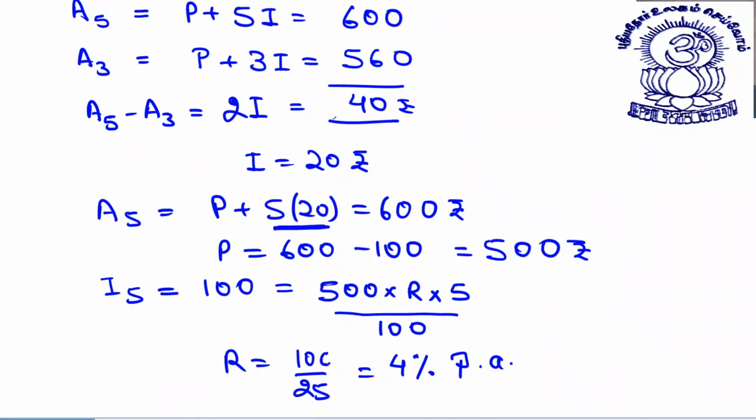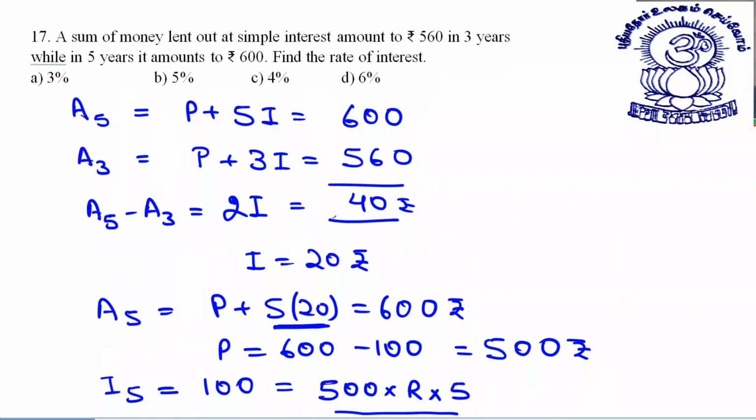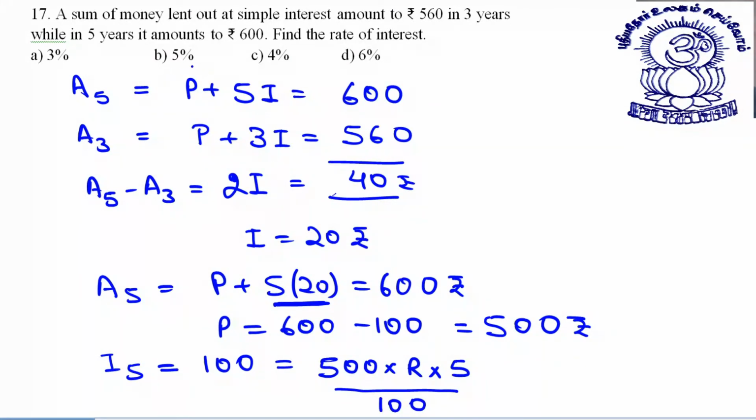Just a small mistake. Okay. So we have this as rate as 4% per annum. Option number 4 is my answer.